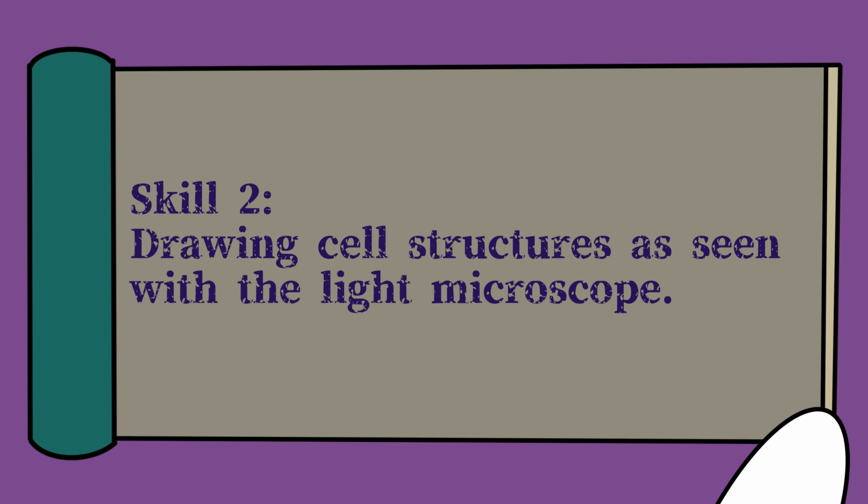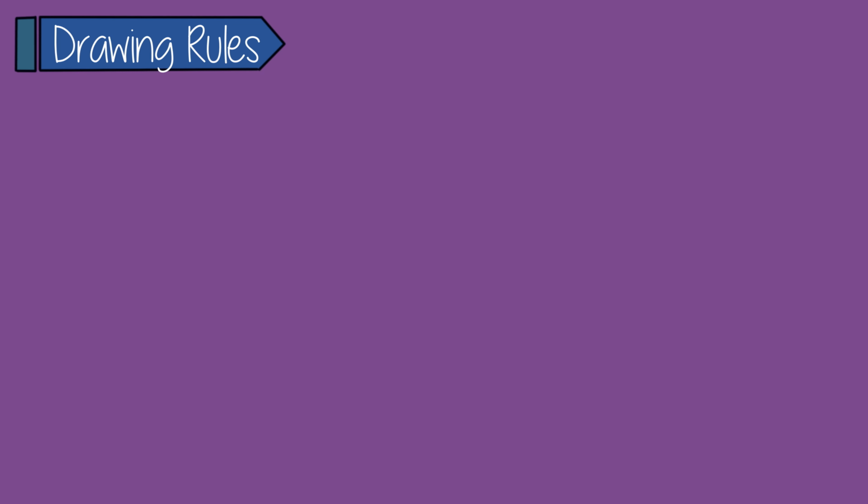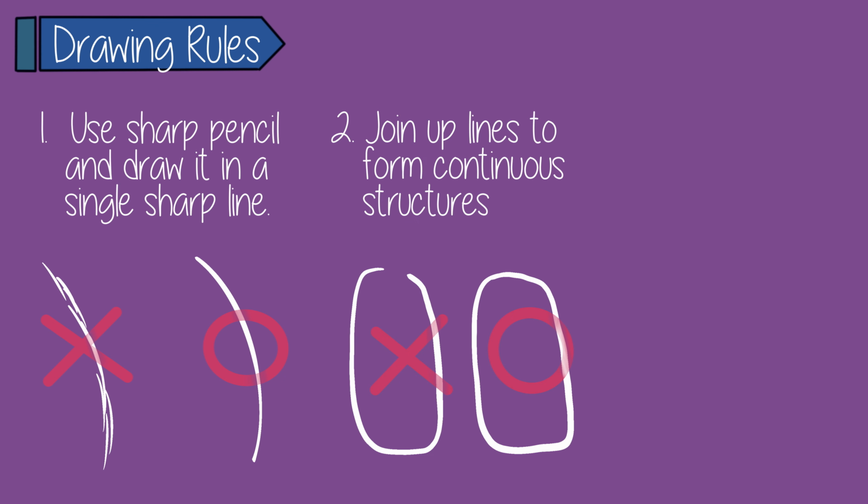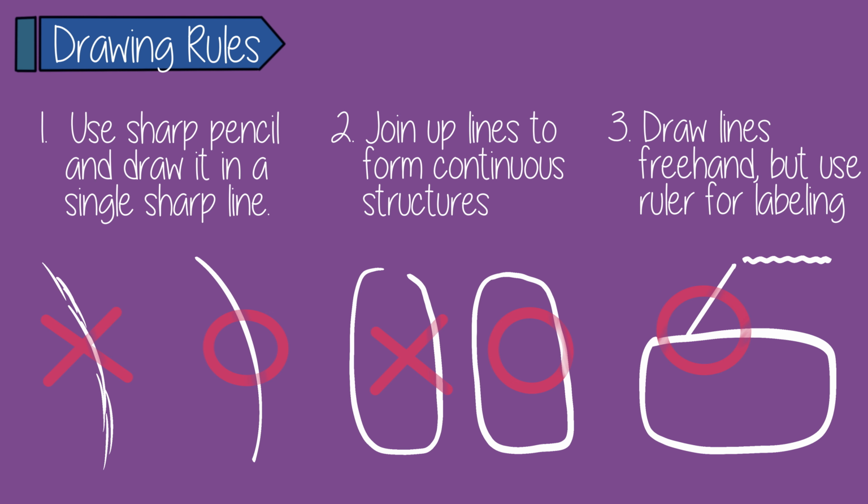Skill 2. Drawing cell structures as seen with a light microscope. There are 3 rules when we draw cell structures. First, use a sharp pencil and draw it in a single sharp line. Artistic students tend to draw it in several lines like this, but it is better to draw it in a single line, so be careful. Second, join up lines to form continuous structures. It is important to make the cell's structure simple. Third, draw lines freehand, but use a ruler for labeling lines. If you keep these 3 rules, you will definitely get a good grade for drawings.